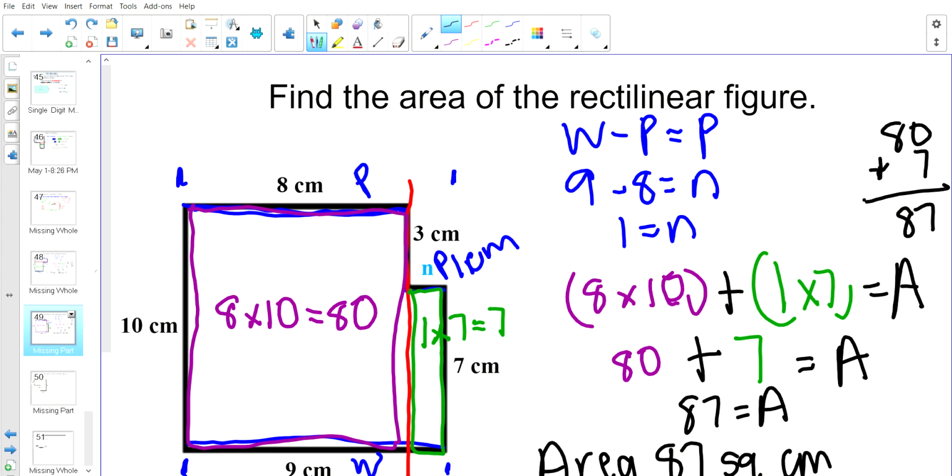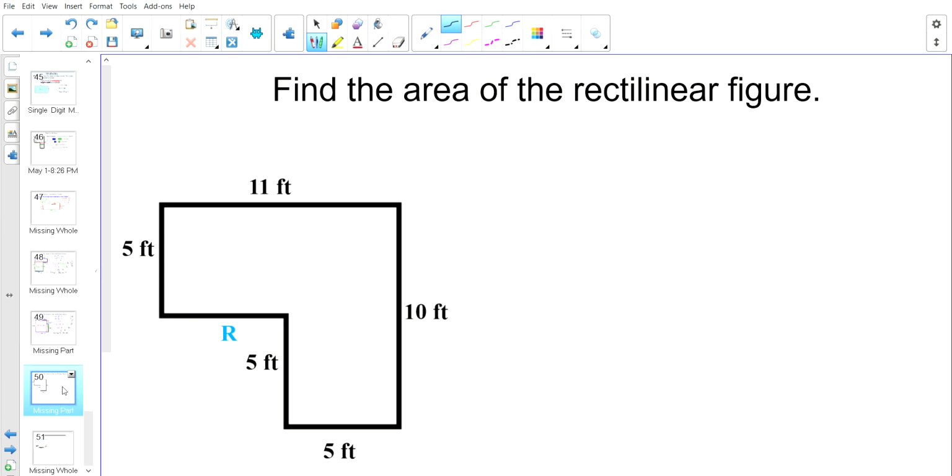Let's do one more practice problem together. Here's another rectilinear figure that we need to find the area of. Again, I notice that one of the side lengths is missing. The missing side length R is a horizontal side length. Find the other horizontal side lengths on this rectangle, and then find the missing side length of side R. I'll give you a moment to pause the video and determine the missing side length R. Press play when you're ready to check.